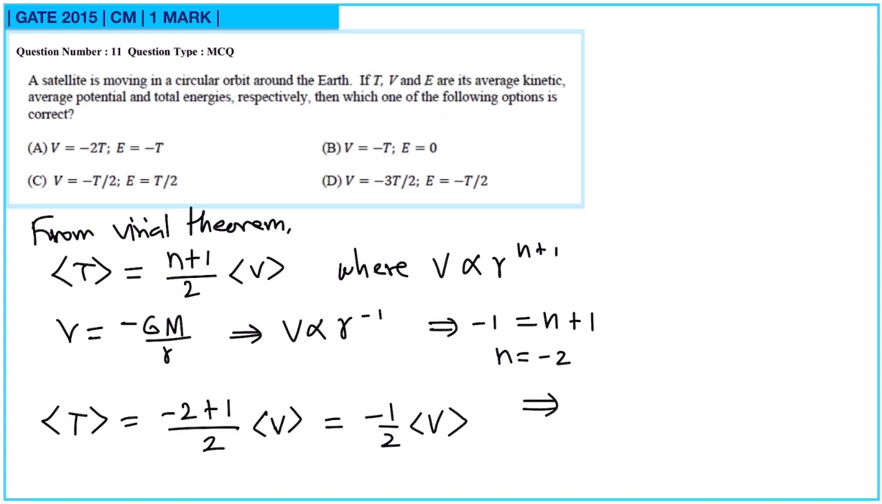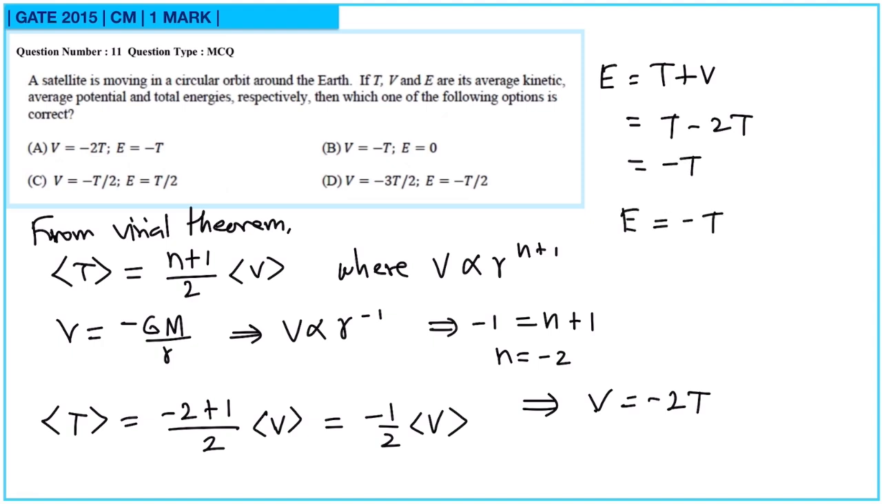So V is equal to minus 2T. Now total energy is equal to T plus V, which is T minus 2T, which is minus T. So E is equal to minus T and V is equal to minus 2T. So here option A is correct.